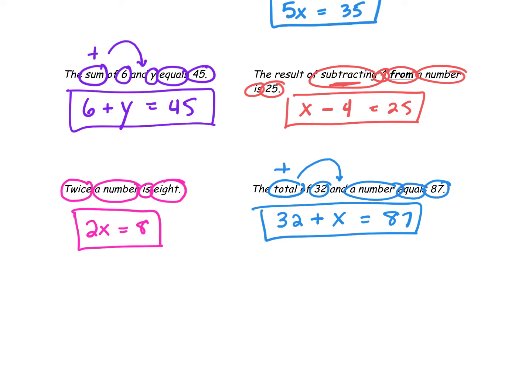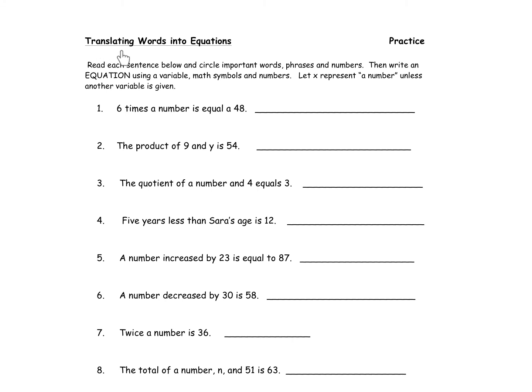So now it's your turn. Please turn to the next page. Let's make sure it says translating words into equations, and you're going to complete the practice set. The directions say read each sentence below and circle important words, phrases, and numbers. Then write an equation, which means we'll have an equal sign using a variable, math symbols, and numbers. And once again, let x represent a number unless another variable is given. So would you please complete 1 through 10? A key has been provided so you can check your work.